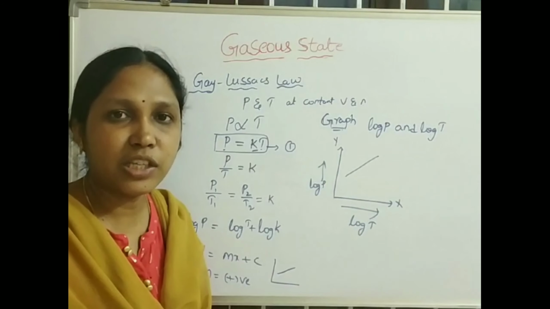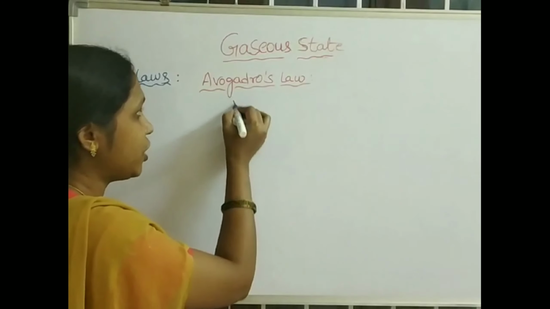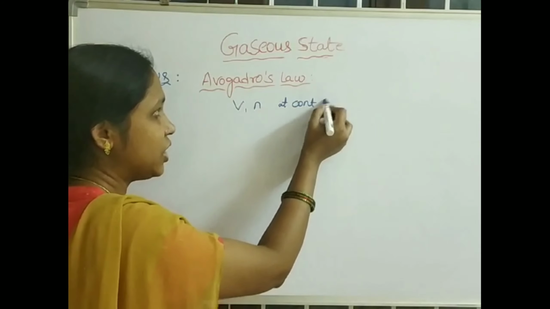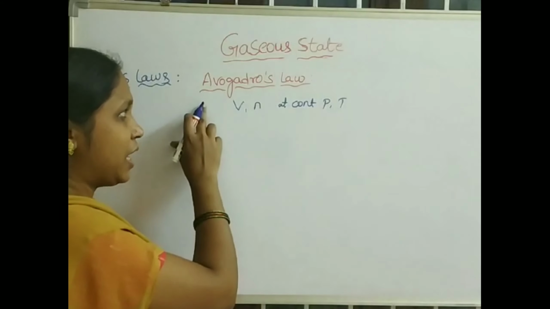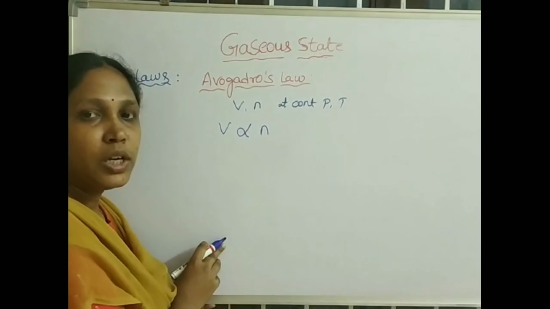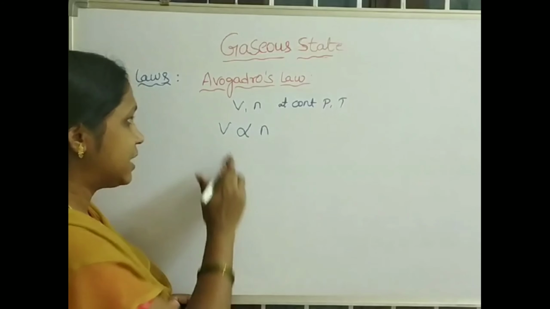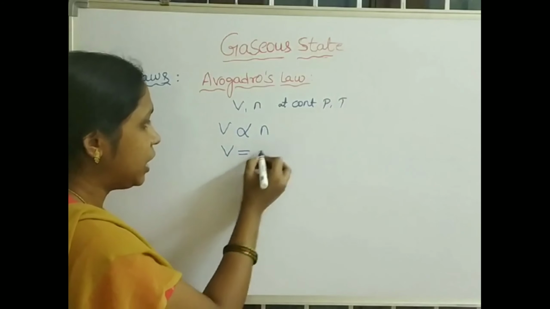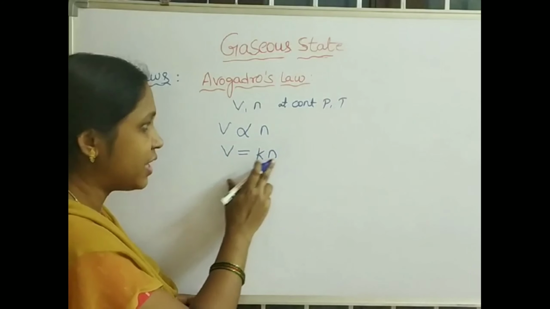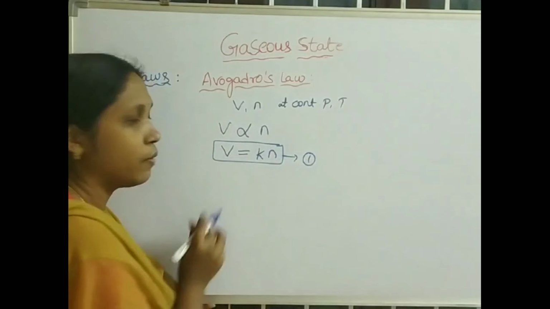And we will see the next one, that is Avogadro's law. Avogadro's law gives a relation between volume and number of moles at constant pressure and temperature. The law explains that at a constant temperature and pressure, volume of the gas is directly related to number of moles. That means the quantity of the gas. Take a proportionality constant and V equal to K into N. Here V is the volume of the gas, K is the proportionality constant, and N is the number of moles of gas. Take this as equation 1.